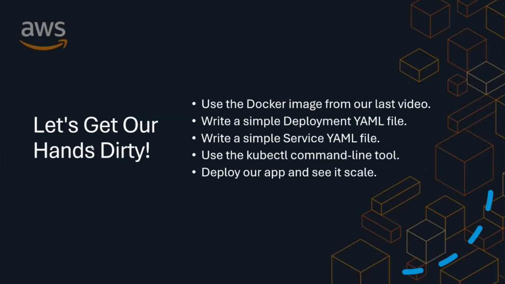Alright, enough with the theory now. The best way to understand Kubernetes is to use it. For our live demo, we are going to take the Docker image we built in our last video and deploy it using Kubernetes. I will show you how to write 2 simple YAML files, one for our deployment and one for our service. Then we will use the kubectl command line tool to deploy our application. By the end of this video, you will see your first fully managed scalable containerized application running.